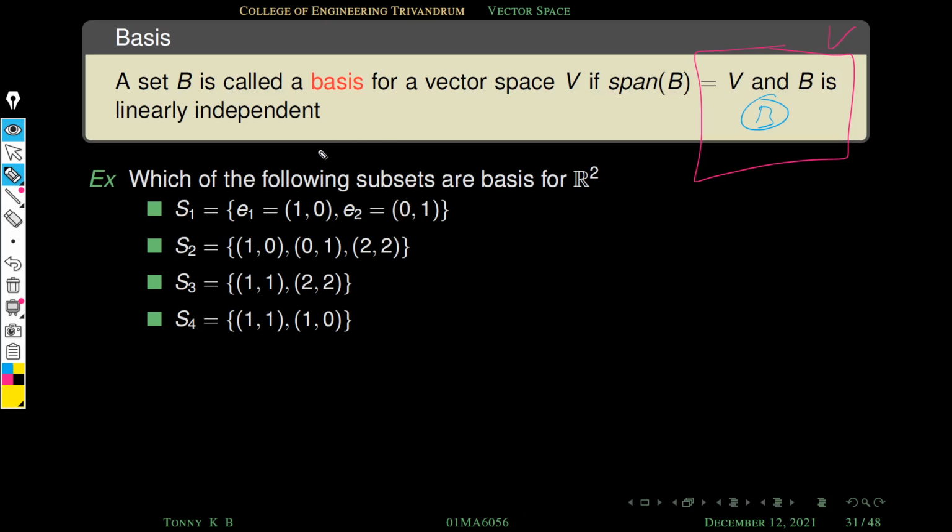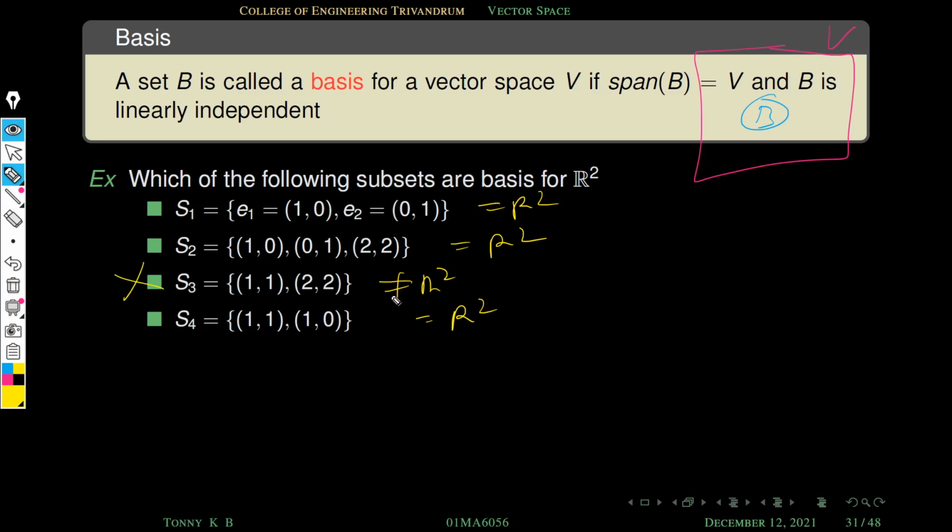Now in our previous example, which of the following subsets are a basis for R square? It should be a spanning set and independent. What about S1? We know that its span is R square, and this also R square, and this also R square. This is not equal to R square. This is only the line Y equal to X. So you can throw out this case. This is not a basis because this is not a spanning set of R square.